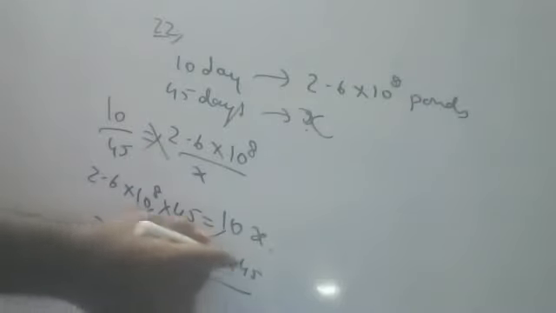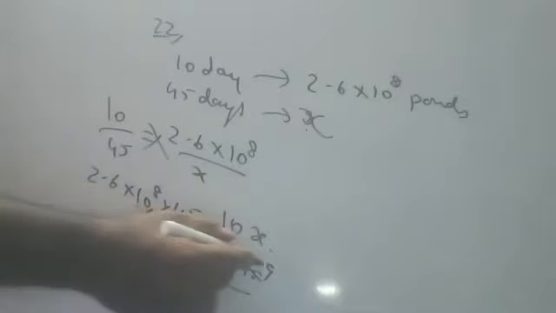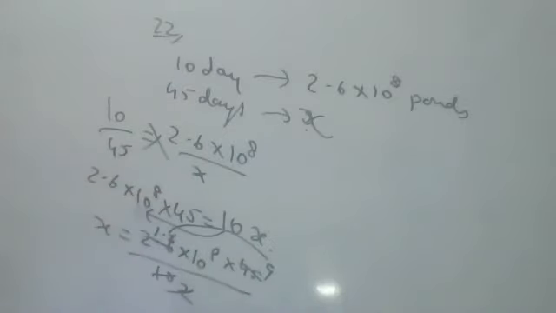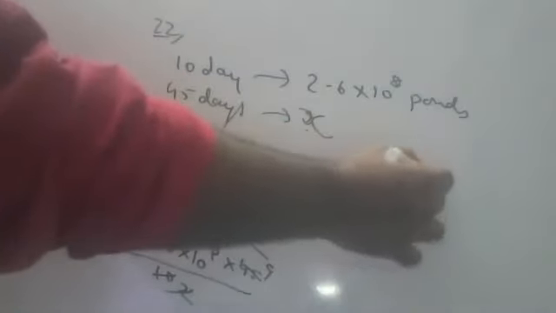Now what happens? Decimal. 5 2s are 10, 5 9s are 45. 13 9s are how much, children? 117. So how much is the answer? 11.7 into 10 to the power of 8 grams.